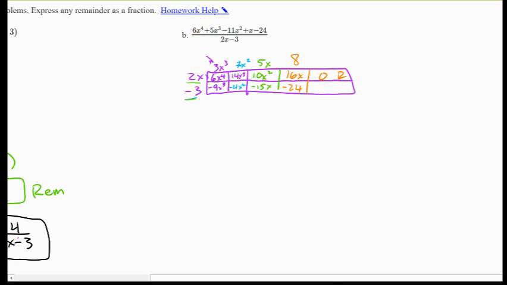So no remainder on this one. My final answer for this is just 3x cubed plus 7x squared plus 5x plus 8.